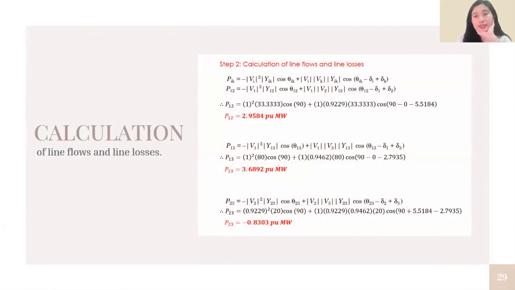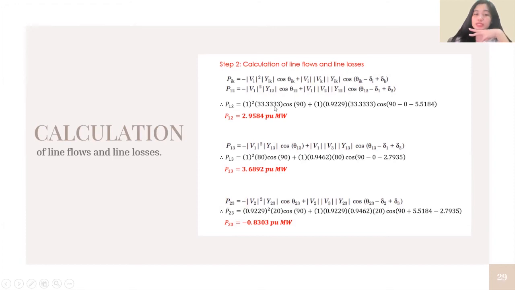In comparison dun sa dalawang method na ginawa natin, this is totally different kasi hindi siya associated sa either of the methods. So, I just wanted to conclude na mas maiksi yung process na ito in comparison sa dalawa. So, the thing that we have to do is follow this formula here. So, this P12. Same goes pa rin, nothing new. We have to substitute the values. Then, upon substituting, we have to calculate it. So, upon pressing your calculators, we will arrive with the value of P12, which is 2.9584 PU MW.